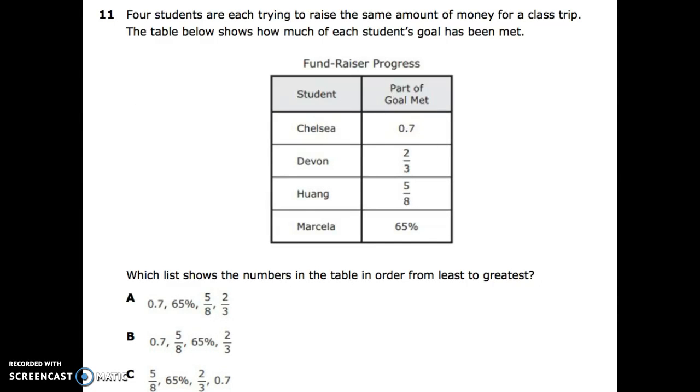Number 11. 4 students are each trying to raise the same amount of money for a class trip. The table below shows how much of each student's goal has been met. The student, part of goal met. And this is for the fundraiser's progress. Chelsea, Devin, Wong, Marcella. Which list shows the numbers in the table in order from least to greatest?